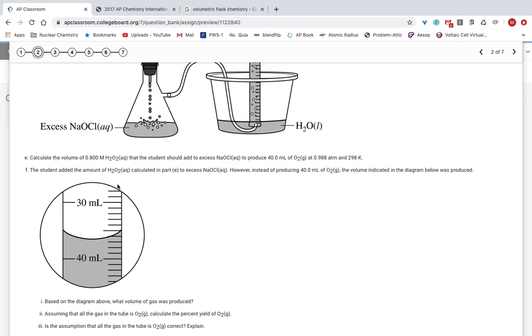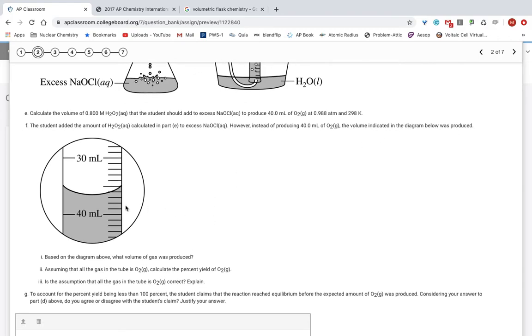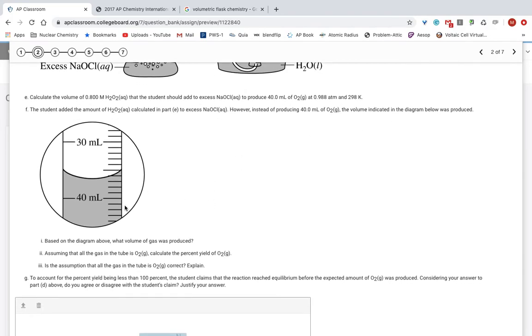Letter F here: the student added the amount of H2O2 calculated in part E, which we just looked at, to excess NaOCl. However, instead of producing 40 milliliters of O2, the volume indicated in the diagram below is produced. So let's figure out what our volume is in this case. Looking at that, based on the diagram, what volume of gas was produced? Always make sure you do that to the correct number of sig figs as you're doing things.